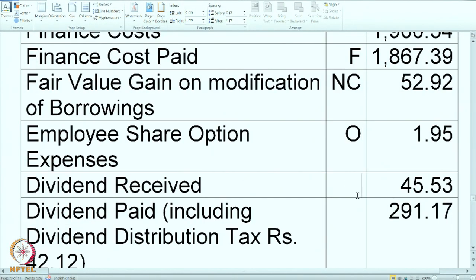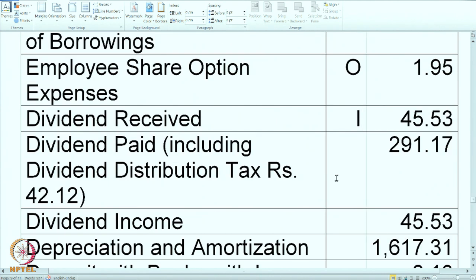Dividend received. We have received dividend, so it's an investment income, we'll mark it as I. Dividend paid, including dividend distribution taxes, this is an F.